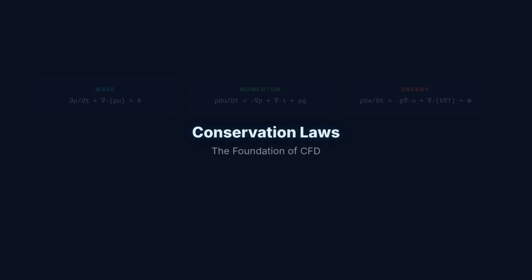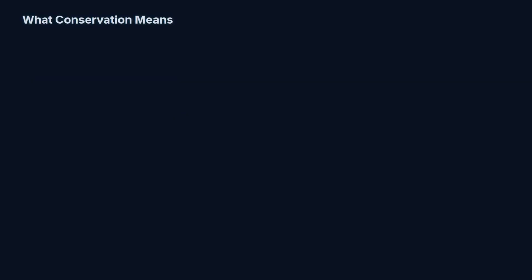Later, I will show you why one of these equations is optional, and when leaving it out gives you wrong answers. Conservation means a quantity cannot be created or destroyed, only transported. In CFD, we apply this principle to a small region of space called the control volume. Whatever enters through the surfaces must either leave through the surfaces, accumulate inside, or be produced by a source. This is the finite volume method, and it is the foundation of almost every commercial CFD solver.